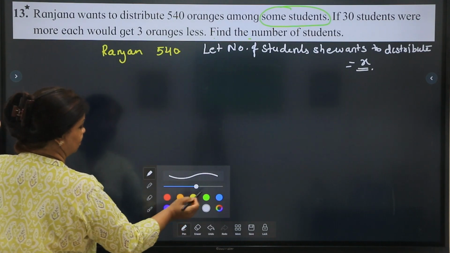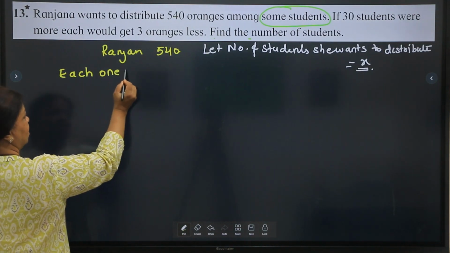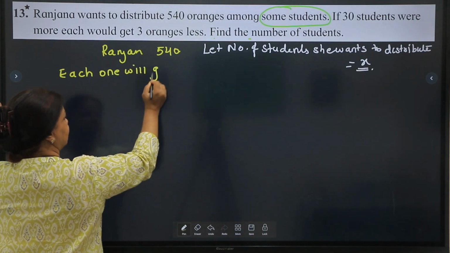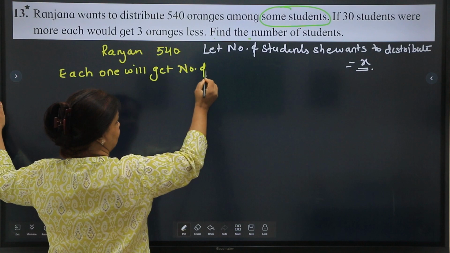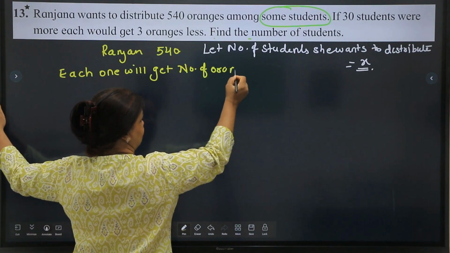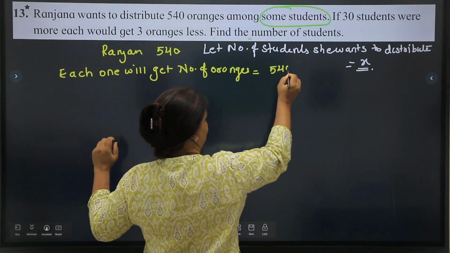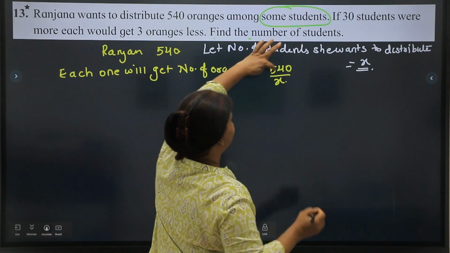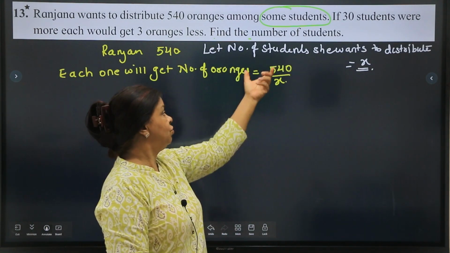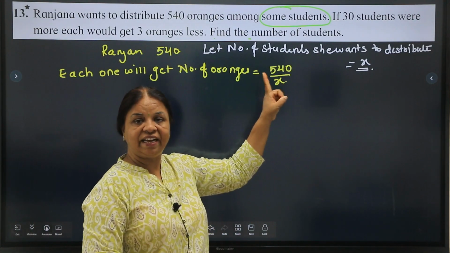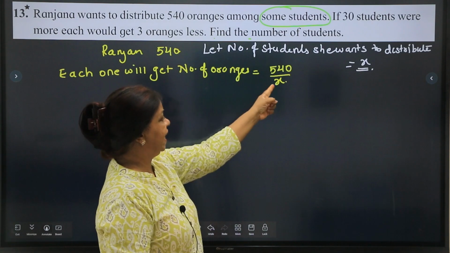So we can write, each one will get the number of oranges 540 upon x. 540 is the number of oranges and x is the number of students. So if I divide the total oranges by the number of students, I will get the number of oranges one child will get when the number of students is x.